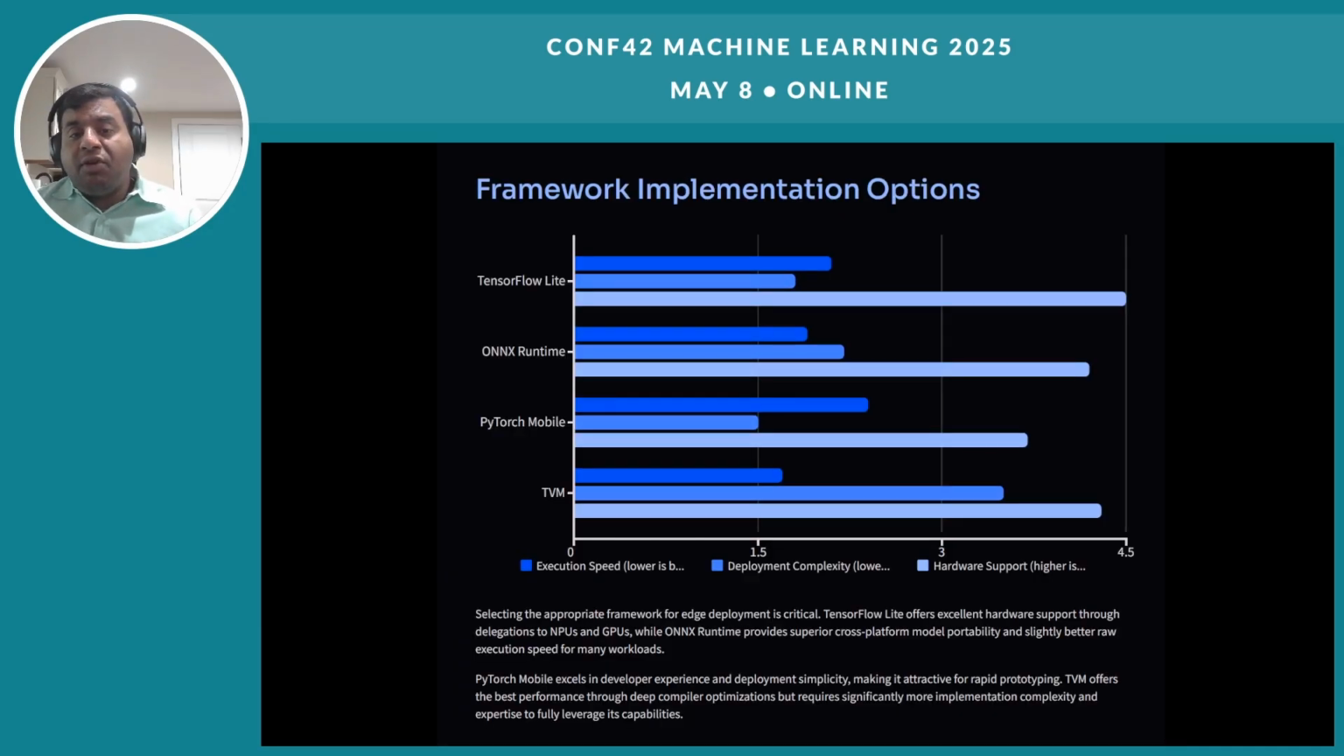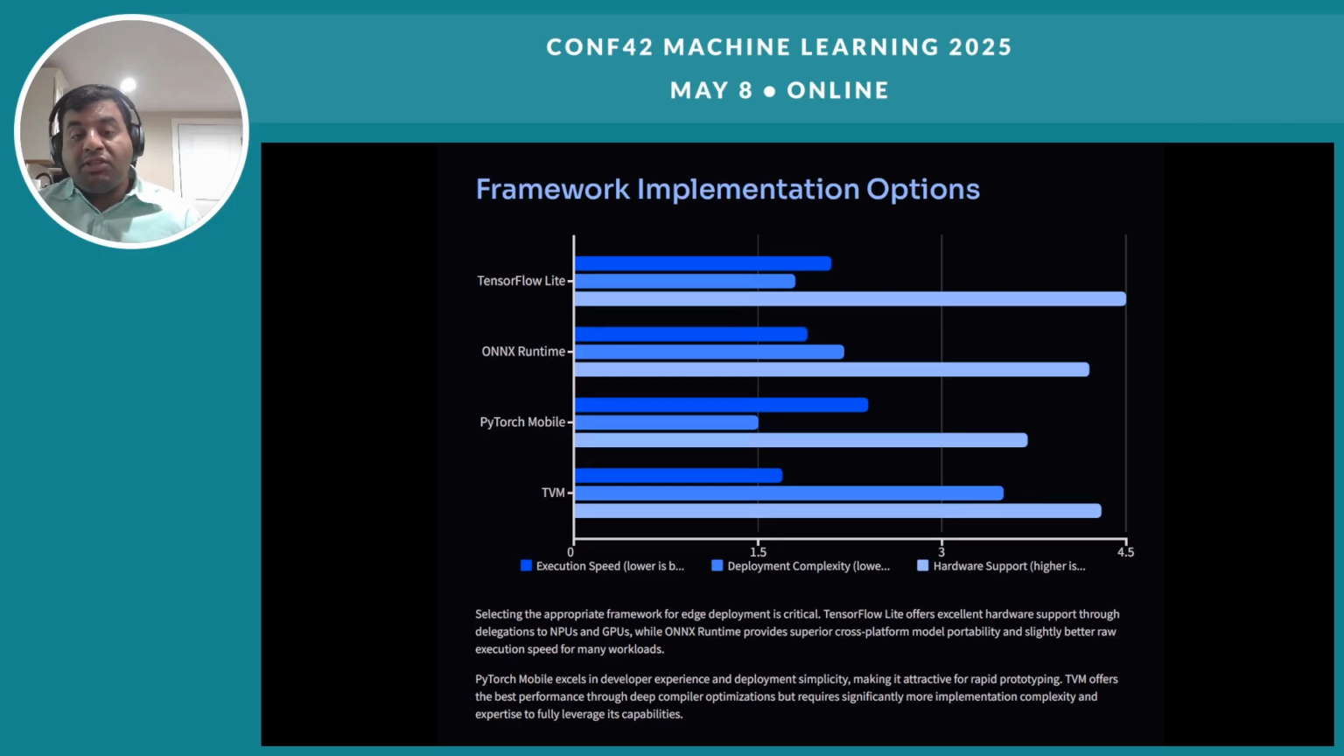Choosing the right framework involves trade-offs. As this chart illustrates, TensorFlow Lite generally offers excellent hardware support through its delegation system, allowing it to leverage NPUs and GPUs effectively. ONNX Runtime often provides slightly better raw execution speed and great cross-platform portability. PyTorch Mobile is often praised for its developer experience and simpler deployment, making it good for rapid prototyping. Apache TVM can achieve the best performance through deep compiler optimizations, but also comes with significantly higher deployment complexity.